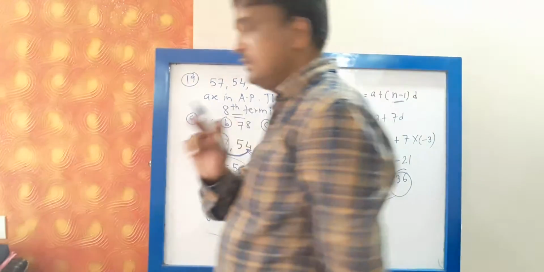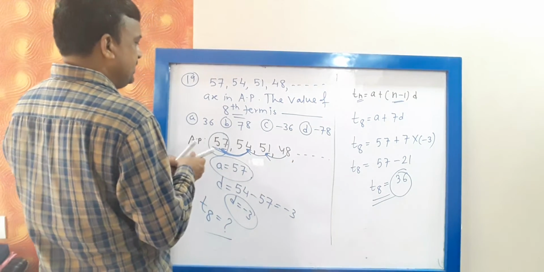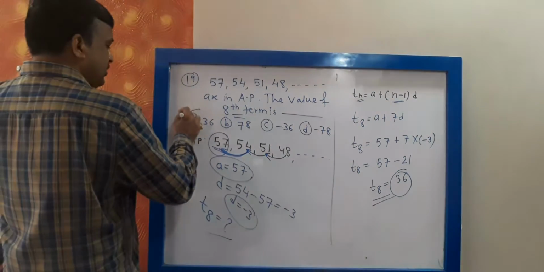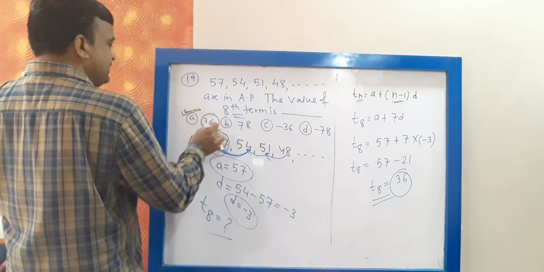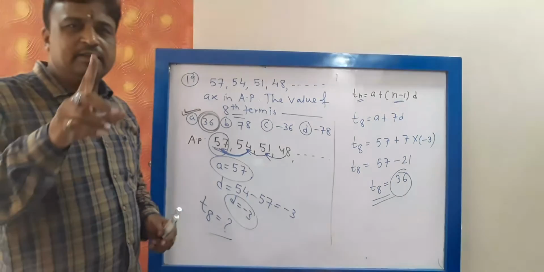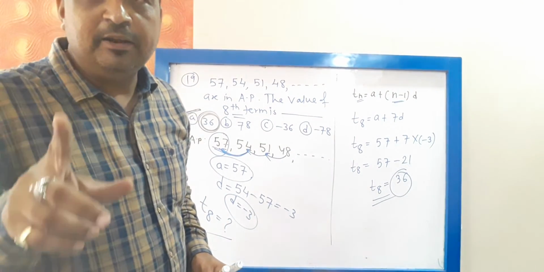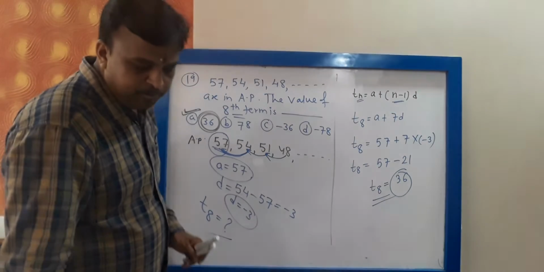Plus 36. Where is plus 36? Option number A. The correct answer is plus 36. Option number A, plus 36. Is it clear, my dear? Option number A, plus 36.